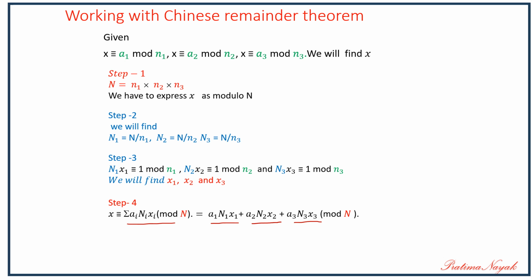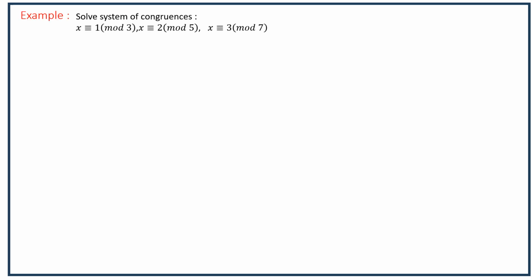So let us go to an example. There is a question: solve the system of congruences x is congruent to 1 modulo 3, x is congruent to 2 modulo 5, x is congruent to 3 modulo 7. We have to find x. So solving the system of congruences means finding x.